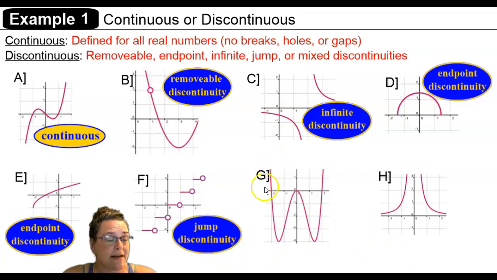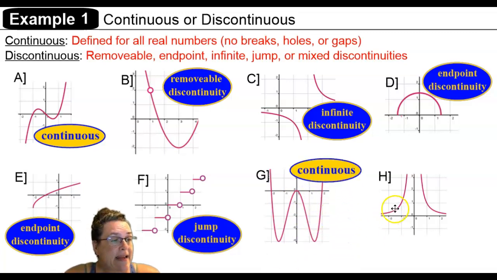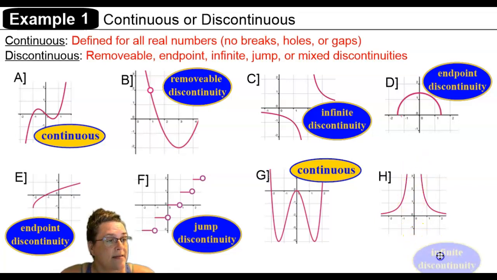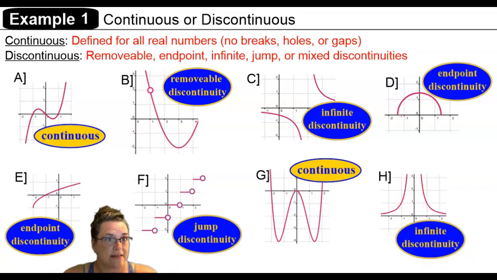G is another polynomial that we can trace from negative infinity to positive infinity without lifting the pencil, so that would be a continuous function. H is a rational function being shaped by this vertical asymptote here along the positive x-axis, and that's an example of an infinite discontinuity.